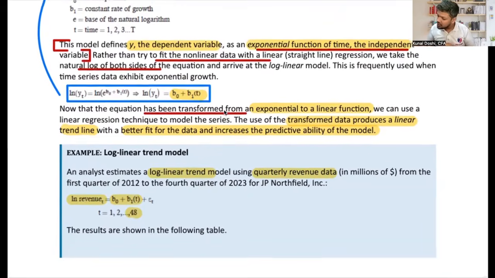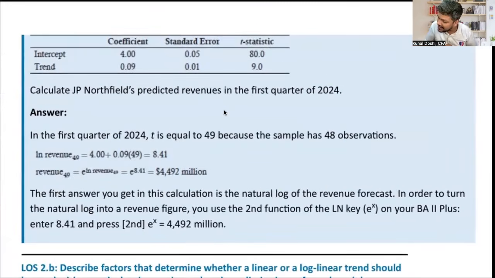Okay, the results are shown as follows. They've given us the intercept and the trend. Now, if I use this intercept and trend, what will my model look like? My model will be log of revenue equals 4 plus the slope, that is 0.09 into T.